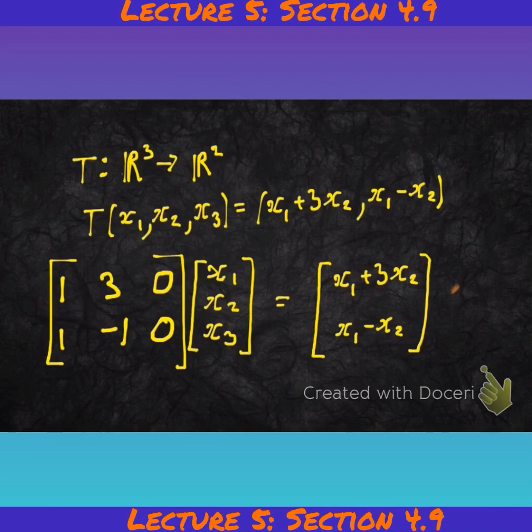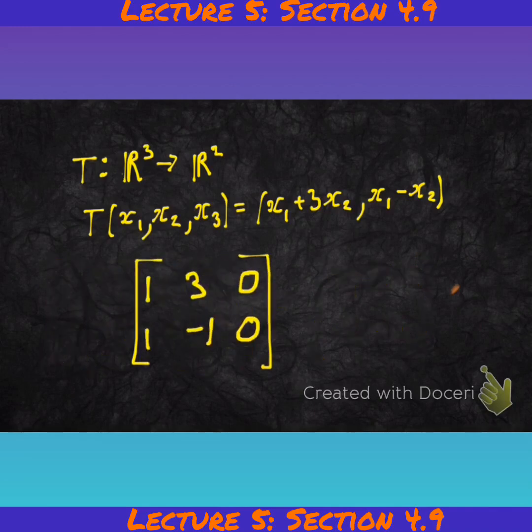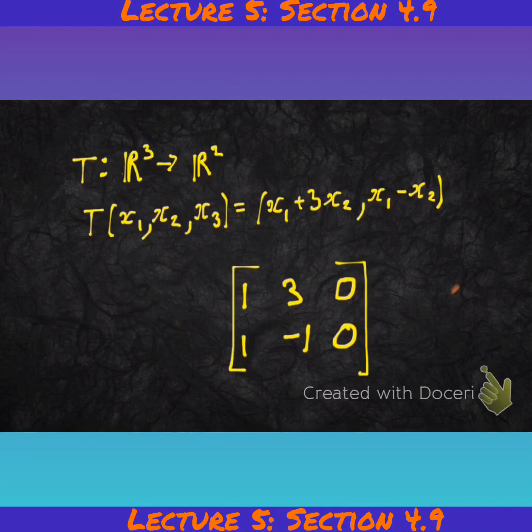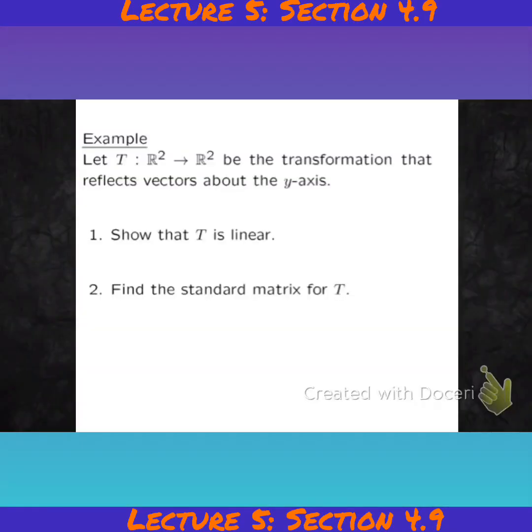Okay, so the standard matrix then becomes the matrix A. That's the standard matrix for this transformation. Right, so let's look at this example.